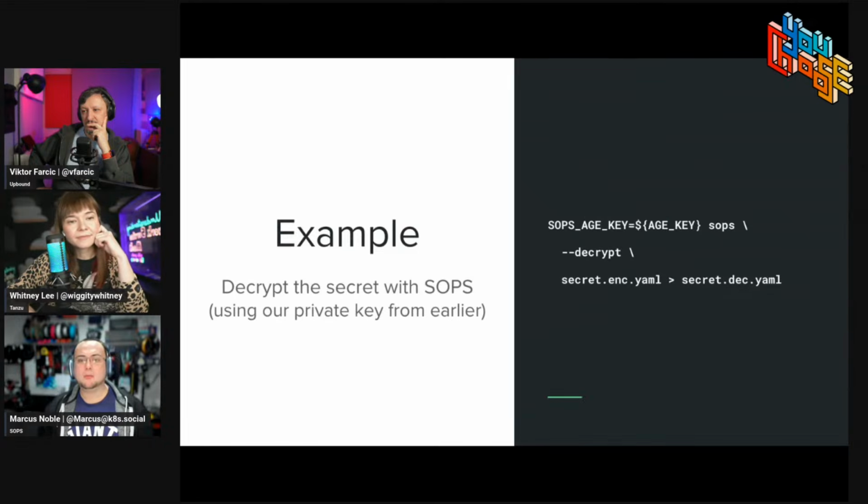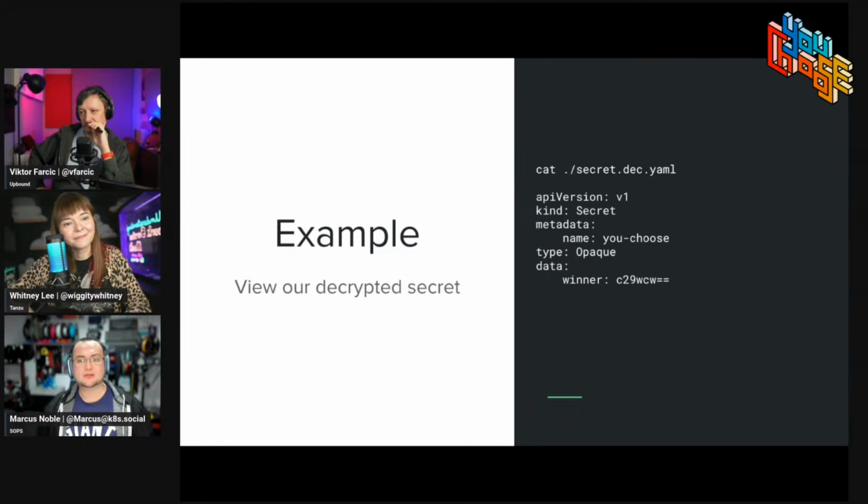If we want to decrypt it, get it back to what it was originally, we then use our private key that we generated earlier. Very similarly, we create an environment variable, SOPS_AGE_KEY, which is that key that we generated earlier. Then sops decrypt takes our encrypted secret out to our decrypted one. And that decrypted file will then look exactly like what we had before. All that other stuff is gone and it's back to what our secret looks like.